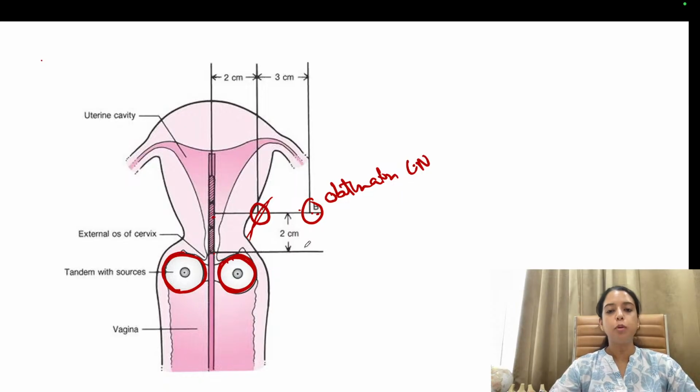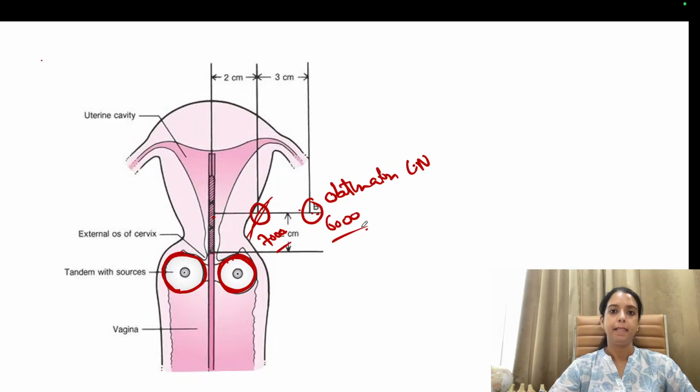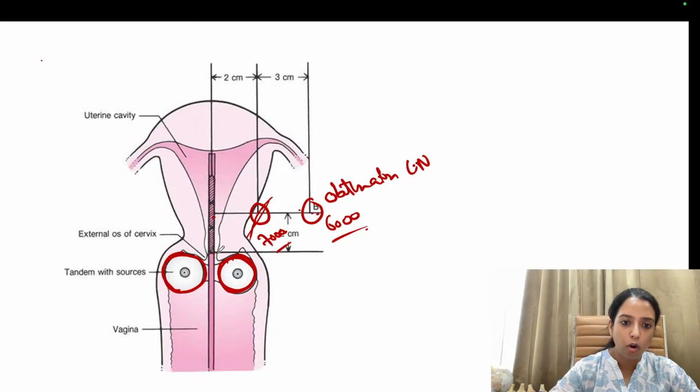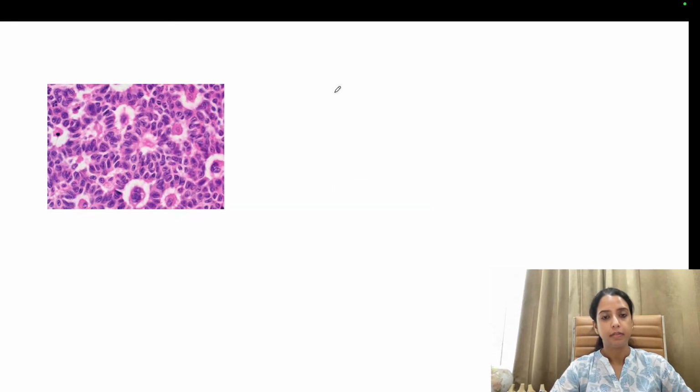These are the points through which we measure how much radiation is reaching these areas. We have to take care. Radiation should not be more than 7,000 cGy at point A and more than 6,000 at point B. This much radiation should reach points A and B. Yes, this is a type of brachytherapy. Brachytherapy means radiation is delivered just close to the cancer origin. Can you see the colpostats are on the cervix? So it is not external beam radiation. External beam radiation is given from outside. It is brachytherapy, done in cancer cervix.